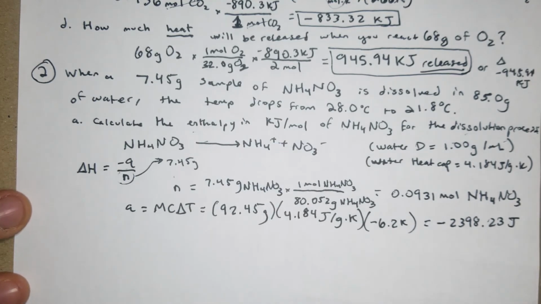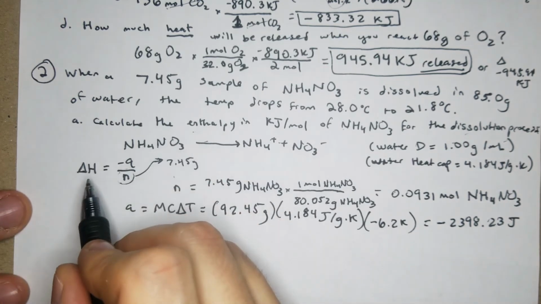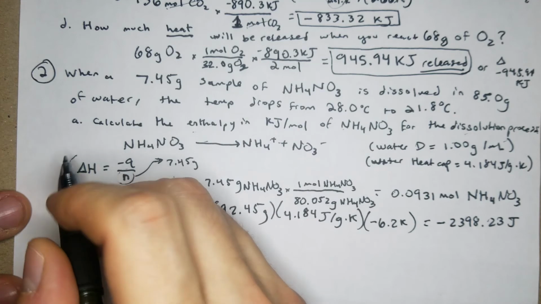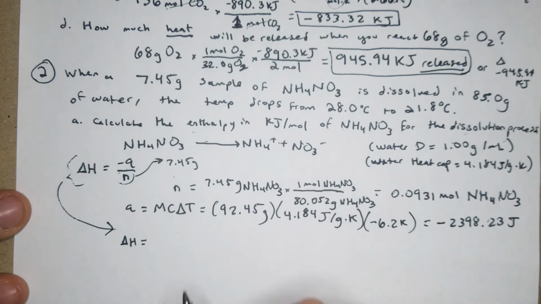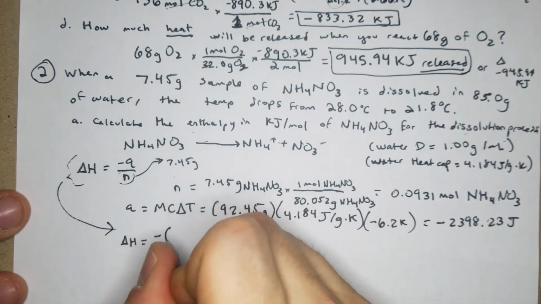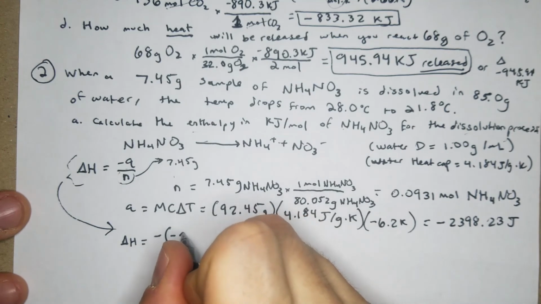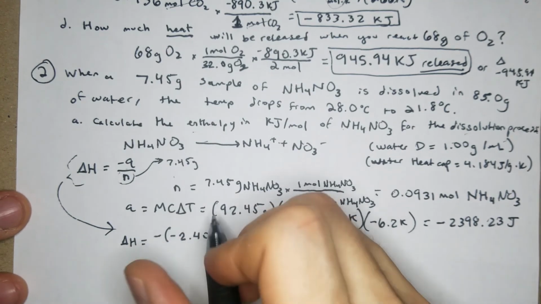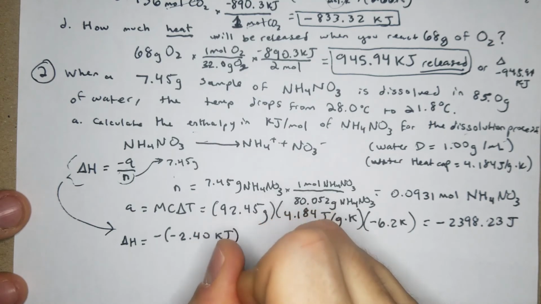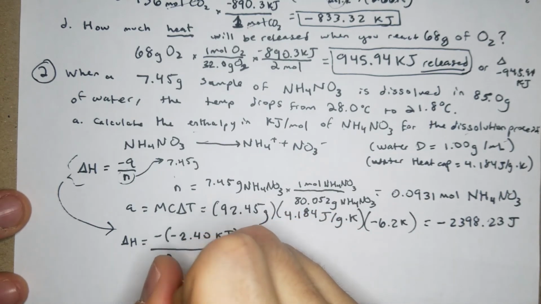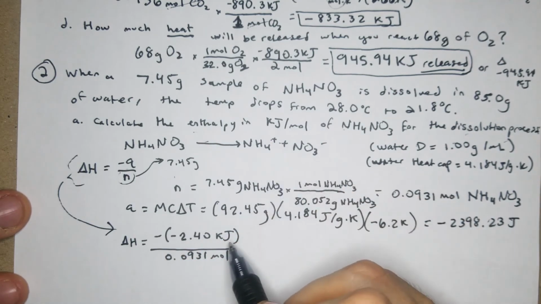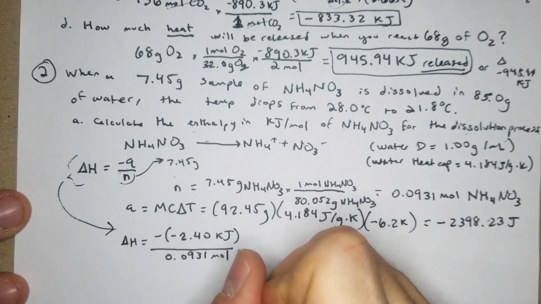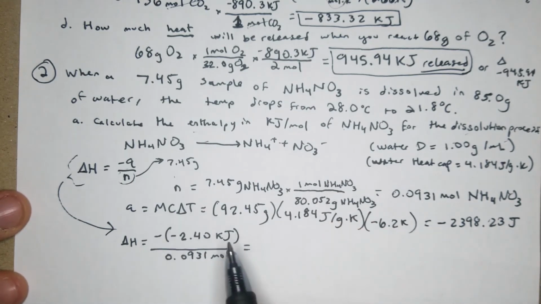We'll just move that over. We'll get kilojoules. We'll use this formula right there. Delta H is going to equal negative 2.40, we'll just round it, kilojoules divided by 0.0931 moles, and that way we'll get our kilojoules per mole. So obviously it's a negative, it's going to end up being a positive. We'll just do that.